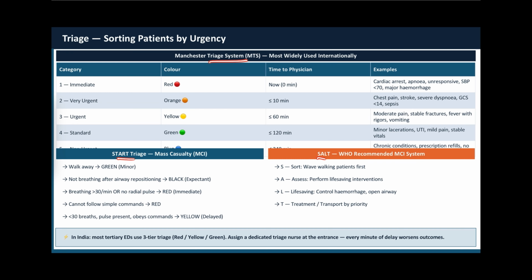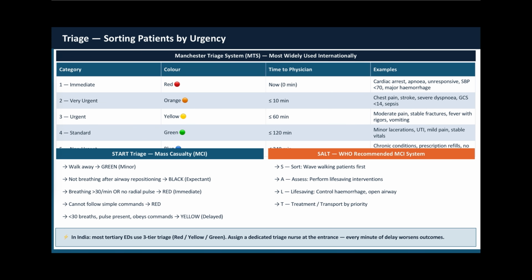So what is the Manchester Triage System? This is the most widely used internationally. Here we have red and orange categories, who need our immediate attention. Out of them, red are the most dangerous ones, who need our immediate attention. That is, immediately we need to jump onto them. These are the cardiac arrest patients who are having apnea, who are unresponsive, systolic blood pressure less than 70, and the major hemorrhage patients.